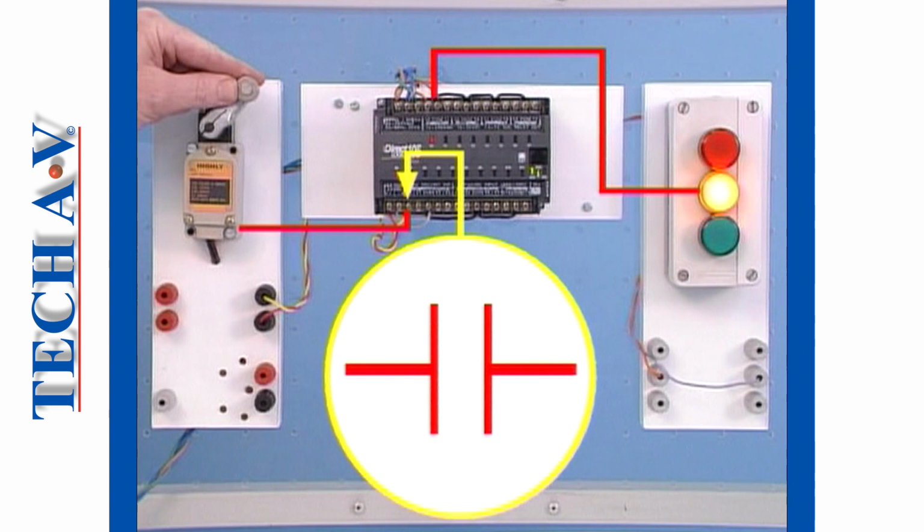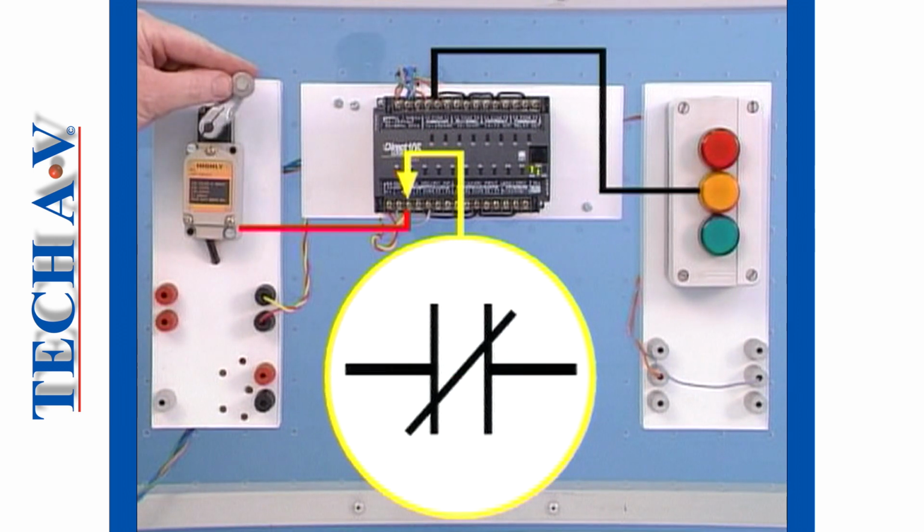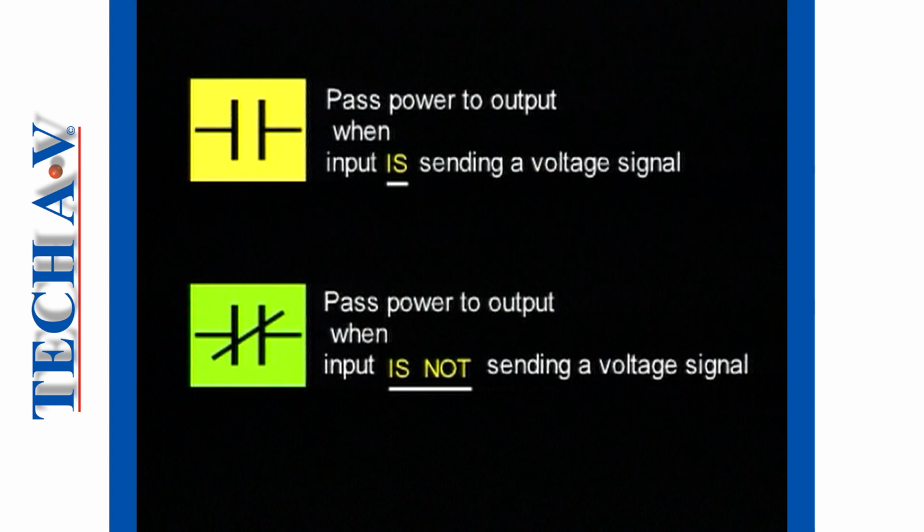Exactly the opposite condition occurs when we select a normally closed contact in the logic. Initially, the external device is not sending a signal to the PLC, and the output point is on. But as soon as we send an on voltage signal to the input, the controller switches the output off. We use symbols to communicate these instructions to the logic of the PLC, because the PLC is programmed in exactly the same way as a relay is wired. This symbol means pass power to the output when the input is sending a voltage signal. And this symbol means pass power to the output if the input is not sending a voltage signal.